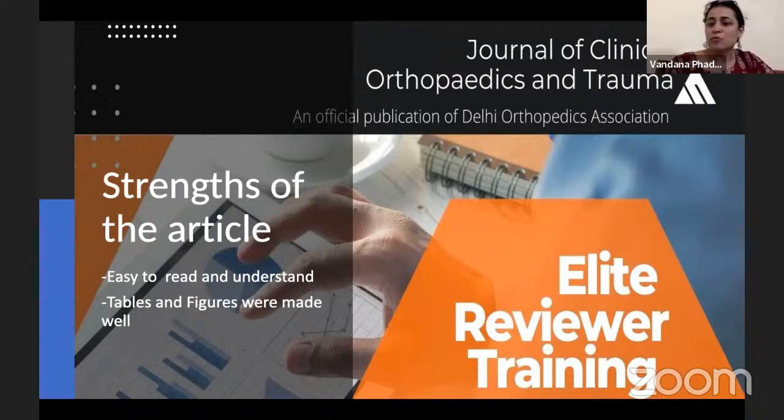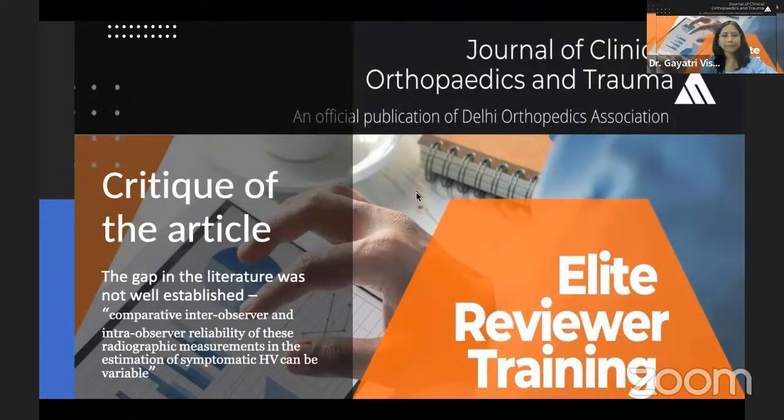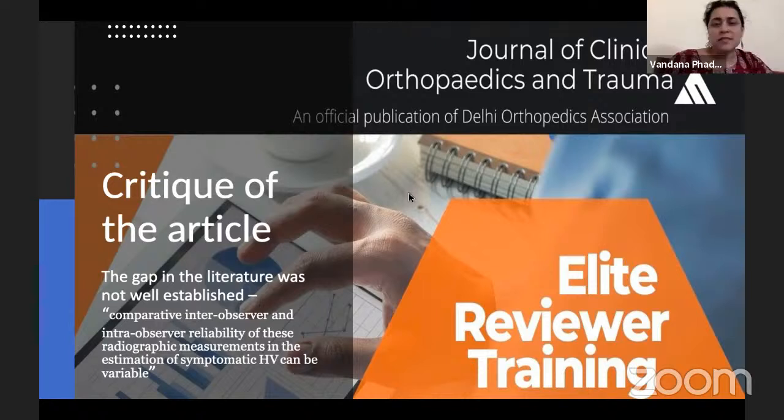The strength of the article was it was easy to read. The tables and figures were well made. The critique of the article was that the gap in the literature was not well established.